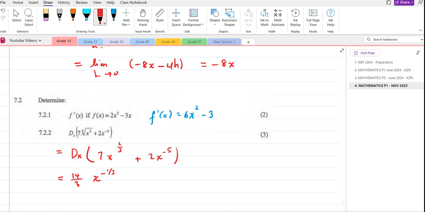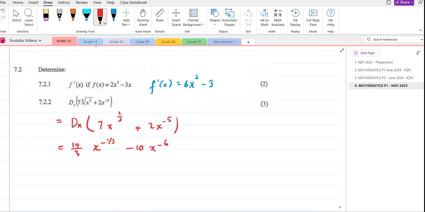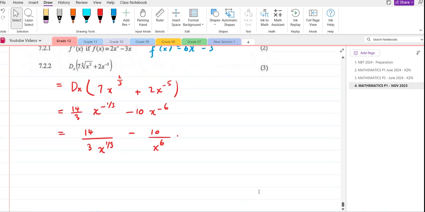2 times minus 5 is minus 10, x to the power negative 6, taking away 1 from the power. So the final answer is 14 over 3, writing in positive exponents, minus 10 x to the power 6. I hope you guys understood that. Yeah, so next problem.